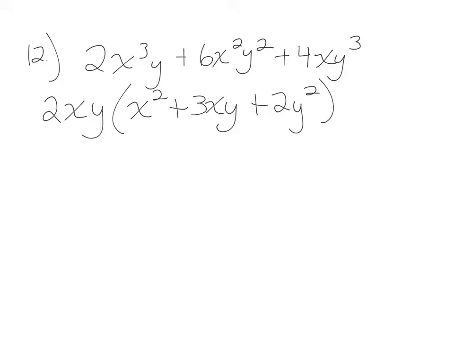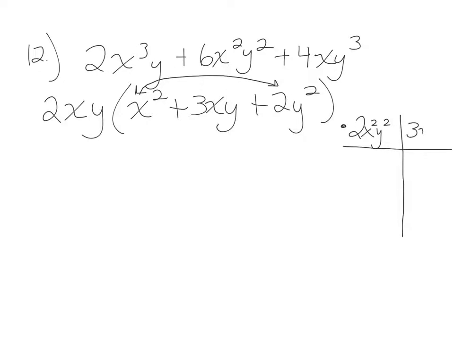Now, if you're doing this without using the trial and error method, think about the rules for the multiply and add method. You're looking for two things that multiply to give you the first and last term, right? So x squared times 2y squared is going to give you 2x squared y squared, and you're looking for two things that multiply to give you that, but add to give you the middle term, which is 3xy. So if you ignore the variables for just a moment and just think about what factors of 2 would add to give you 3, right?